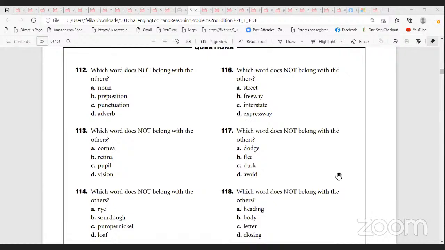All right. So, this one is not something that you might be familiar with. Rye, sourdough, and pumpernickel are all types of bread, but a loaf is not a type of bread. So the answer would be D. Don't worry if you did not get this one correct. But good try, my darling.